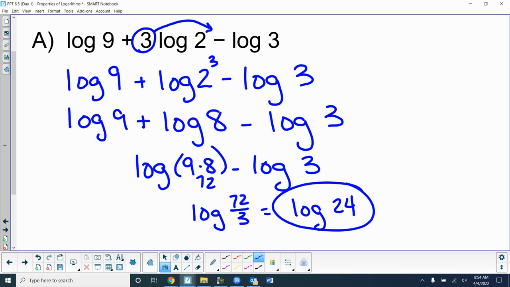So we condensed those 3 logarithms into that single logarithm. We took the 3 out front, made it an exponent, and then we figured out what 2 to the third was. That's how we got the 8. And then the log of 9 plus the log of 8 is the log of 72 when I condense it. Multiply 9 times 8. And then 72 minus 3 we can turn into log of 72 divided by 3. So we're going the other way. Addition, we turn into multiplication. Subtraction, we do division.